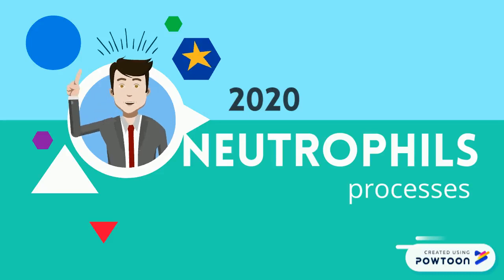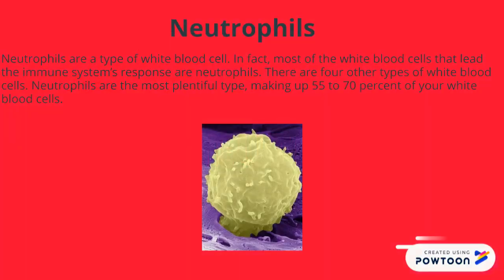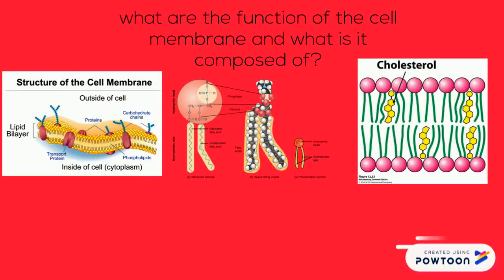Neutrophils and their processes. Neutrophils are a type of white blood cell. They make up 55 to 70% of your white blood cells. The fluid mosaic model describes the structure of the plasma membrane as a mosaic of components.